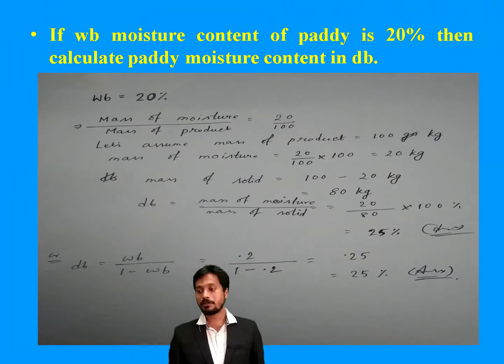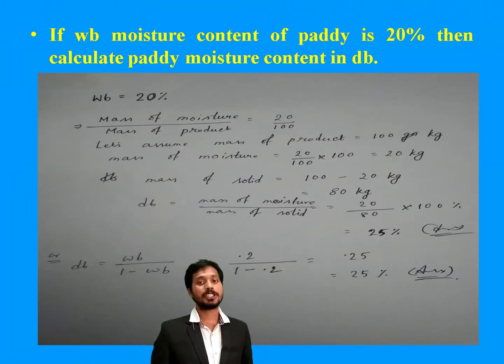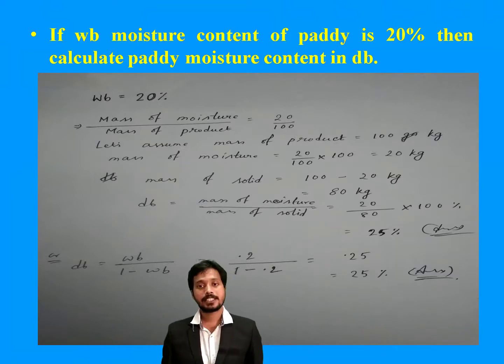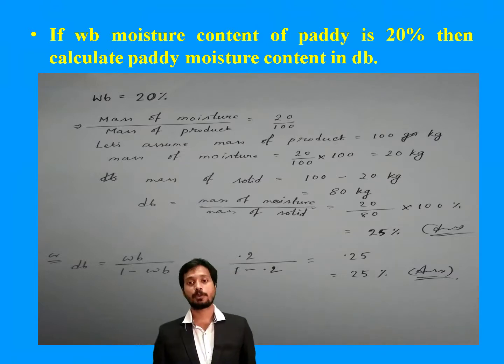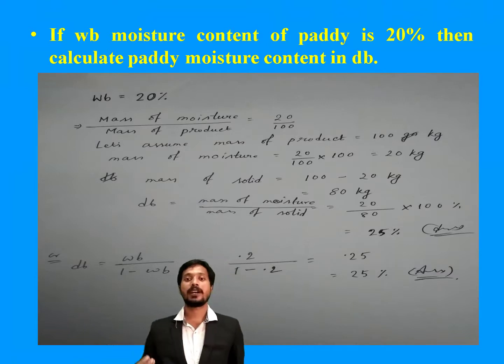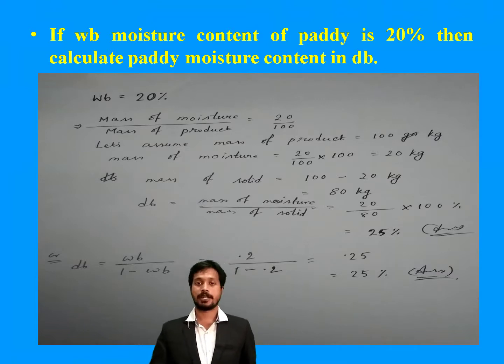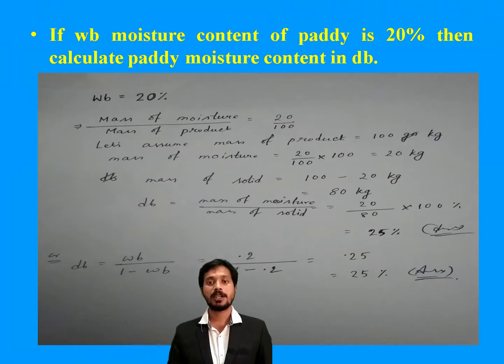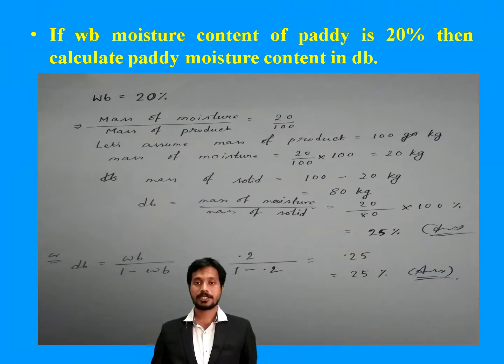Now the same problem, if we use the formula DB equals WB by 1 minus WB, I can put the value of WB in decimal: 0.2 by 1 minus 0.2. So 0.2 by 0.8 comes to 0.25, or 25%. So directly by using the formula or by using the concept, we can solve this numerical. This is not a big problem. Going forward, let's start one more problem.